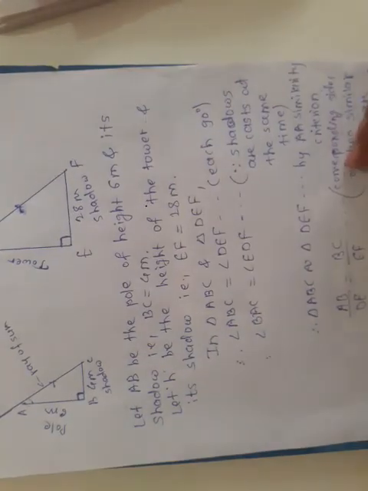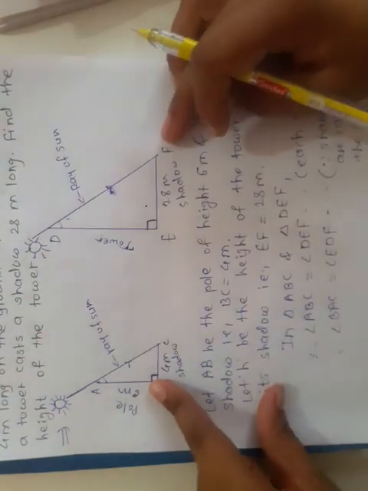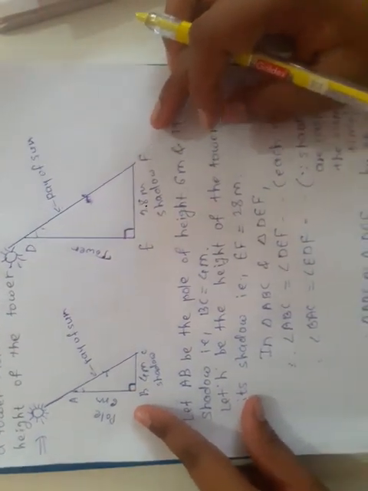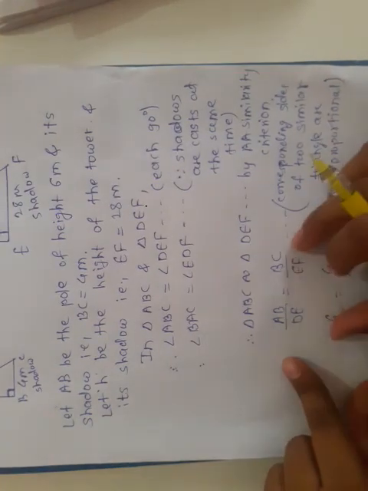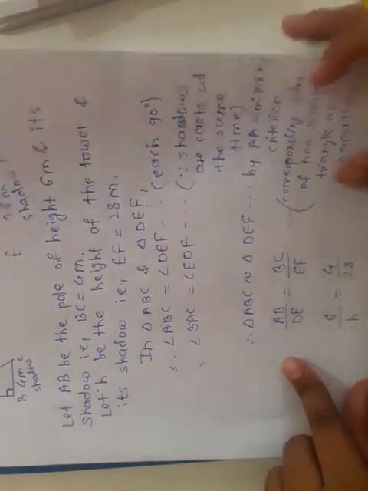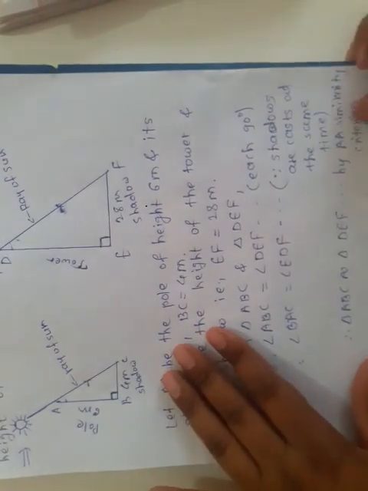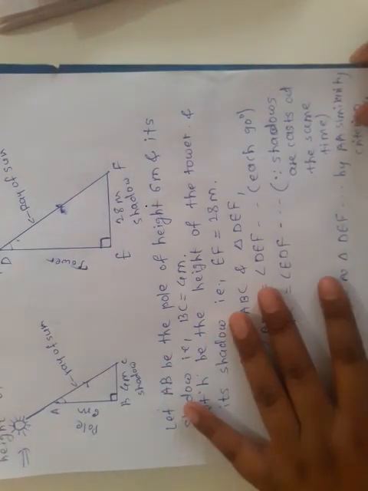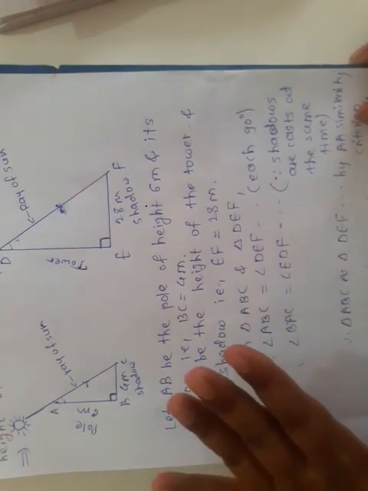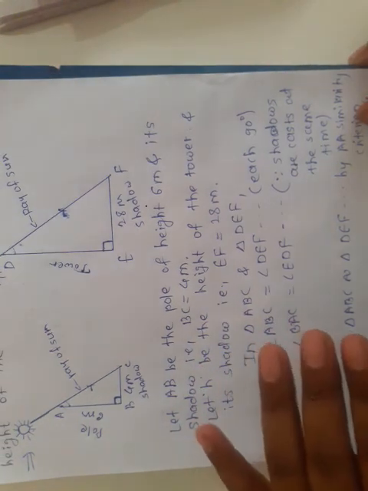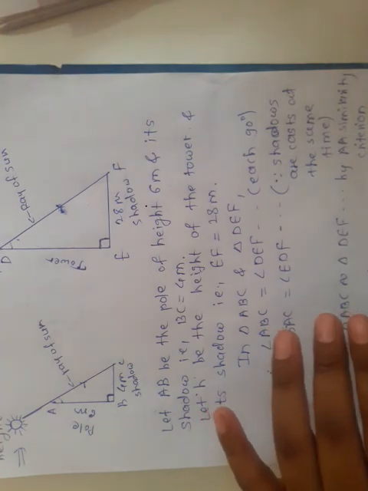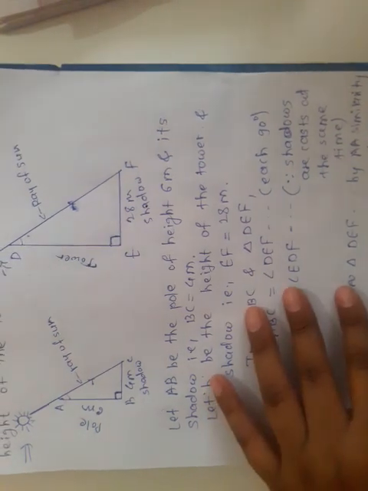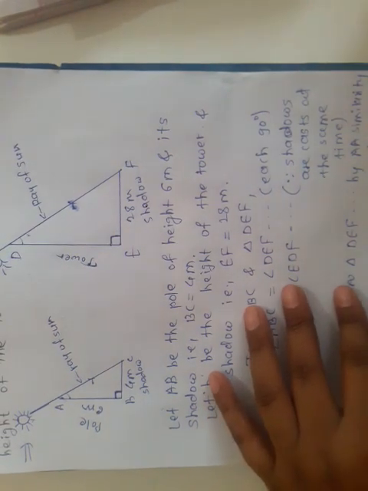What we did here: first we proved that both these triangles are similar triangles. Once we get similar triangles, then we can easily take the ratio of the corresponding sides. After taking ratios we can easily find out the height of the tower. So this is all about our question number 15. Now try to solve question number 16 yourself. If you fail to solve it, then we will discuss it in our online class. Thank you.